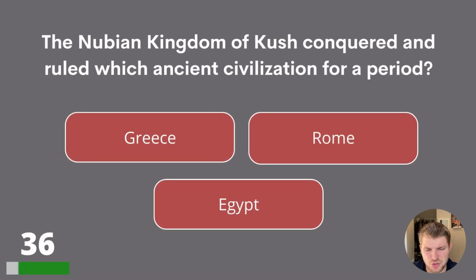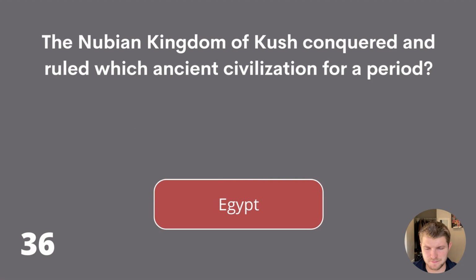36. The Nubian kingdom of Kush conquered and ruled which ancient civilization for a period? Greece, Rome, or Egypt? The answer is Egypt.